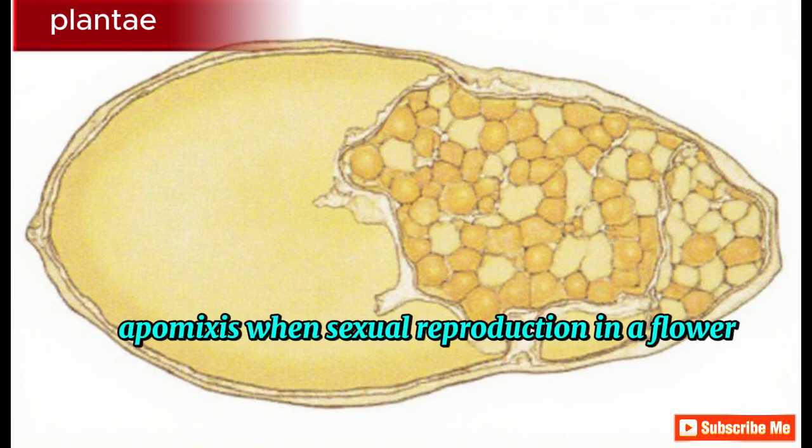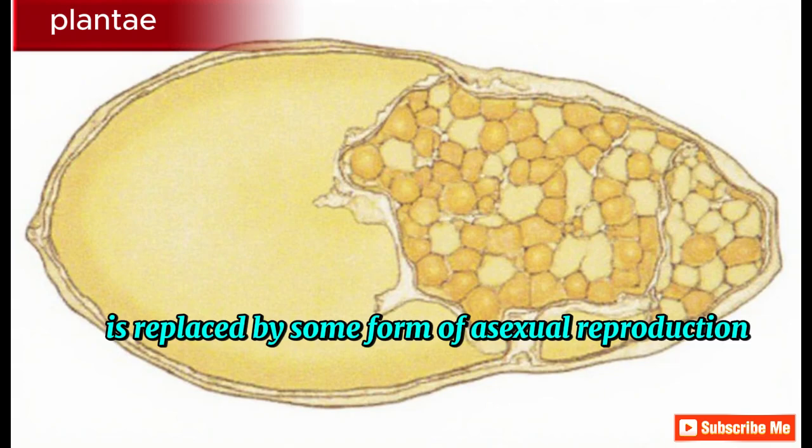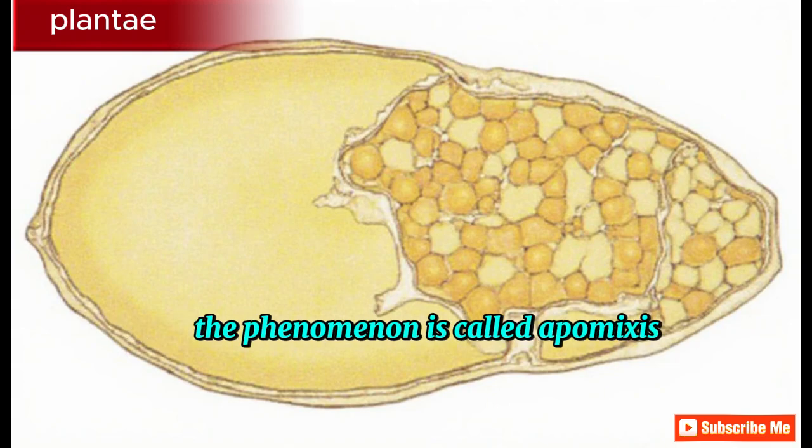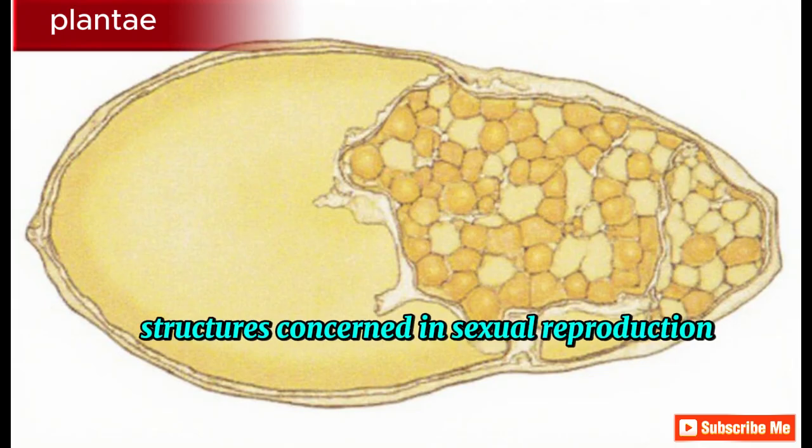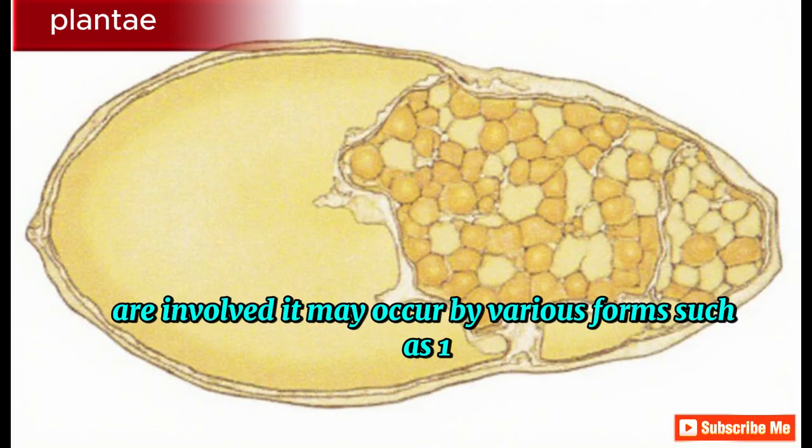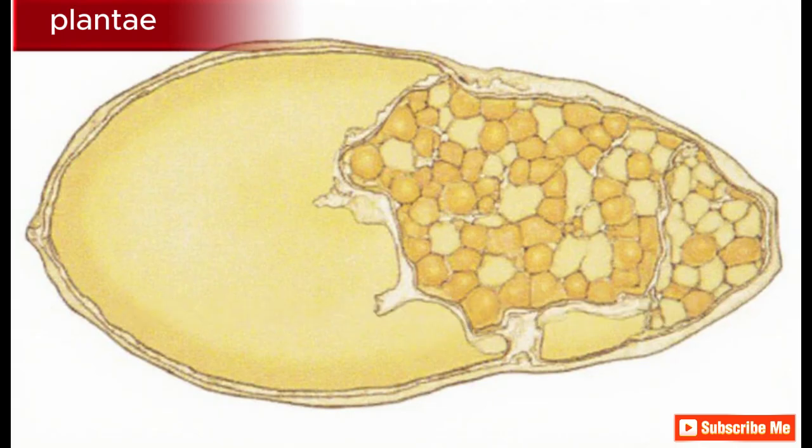Apomixis: when sexual reproduction in a flower is replaced by some form of asexual reproduction, the phenomenon is called apomixis. During this phenomenon, structures concerned in sexual reproduction are involved. It may occur in various forms, such as 1.